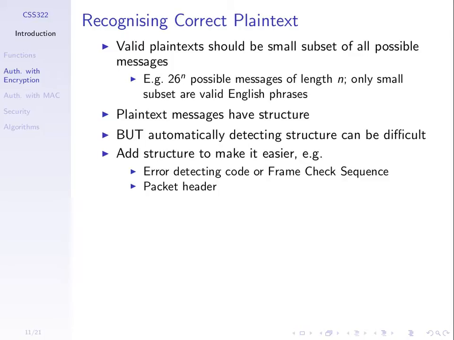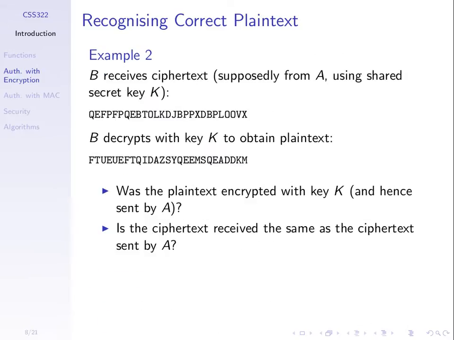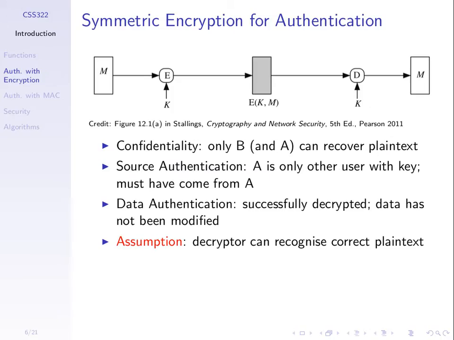Parity checks are a very simple form of an error detecting code. You would have heard of CRC16, CRC32 as an error detecting code for computer data. And there are other ways to do that. So we'll assume from now on that there is a way to recognize the plain text. We'll come back to this. Whenever we decrypt something, we can recognize whether we have the correct plain text or whether we have the incorrect plain text. We'll assume there's always a way to do that, and it's practical to assume that.